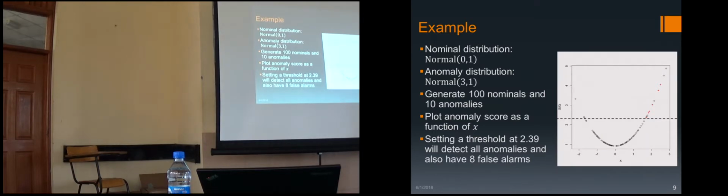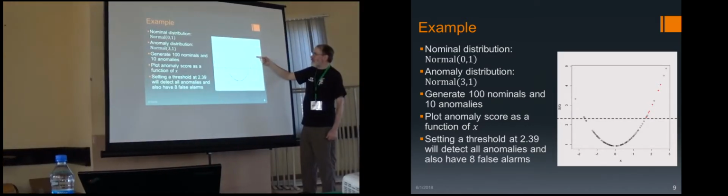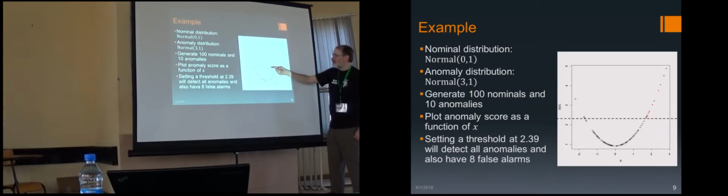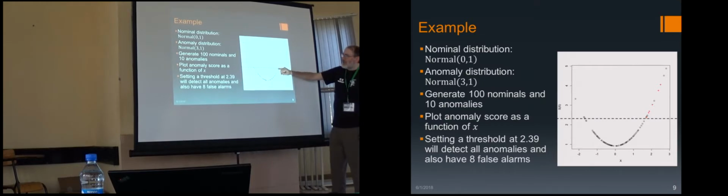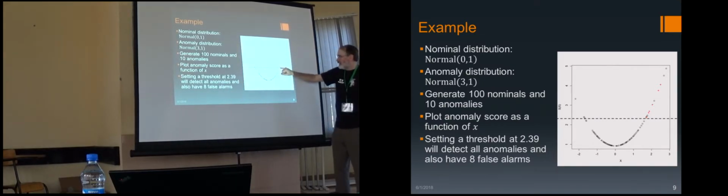So if we sorted them in order of decreasing surprise, our first two would be false alarms. Then we would get a couple of true alarms, then maybe a false alarm, then another false alarm, then a bunch more true alarms, and so on. And we could set a threshold, which turns out in this case to be 2.39. That's the anomaly score of that red point there. That would give us 100% detection or recall on the anomalies, but we would have 8 false alarms.